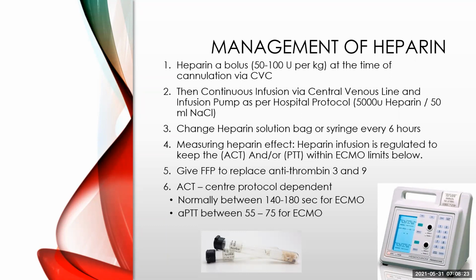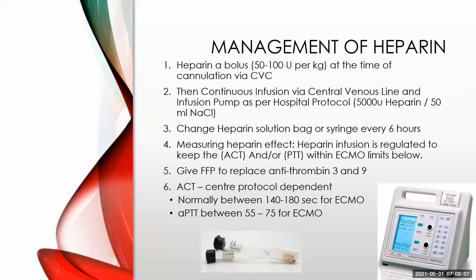So measuring the heparin effect. Heparin infusion is regulated to keep the ACT and/or the PTT within the ECMO limits. In the beginning, when we started with ECMO, if you look at the literature, they used to keep the heparin ACT at about 180 to 220. But as we went along, we actually reduced it dramatically. So if you're on VV ECMO, we suggest that you maintain your ACTs between 140 and 160, and for VA ECMO, we would go from 160 to 180.